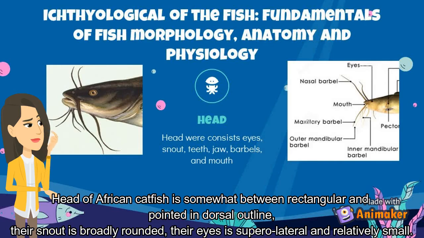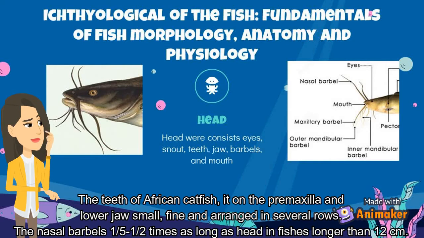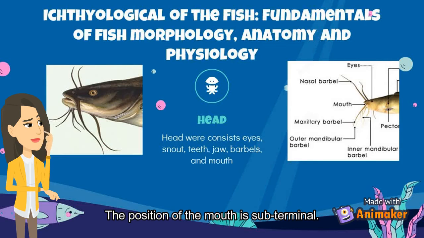The head of African catfish is somewhat between rectangular and pointed in dorsal outline. Their snout is broadly rounded. Their eyes are superolateral and relatively small. The teeth of African catfish on the premaxilla and lower jaw are small, fine and arranged in several rows. The nasal barbel is 1/5 to 1/2 times as long as the head in fish longer than 12 cm. The position of the mouth is subterminal.